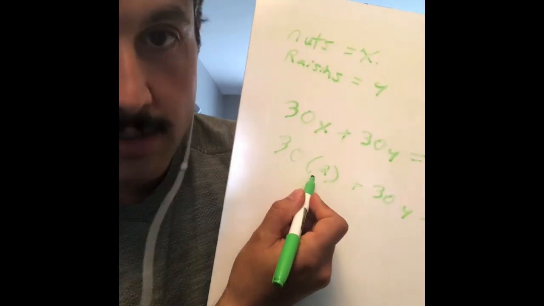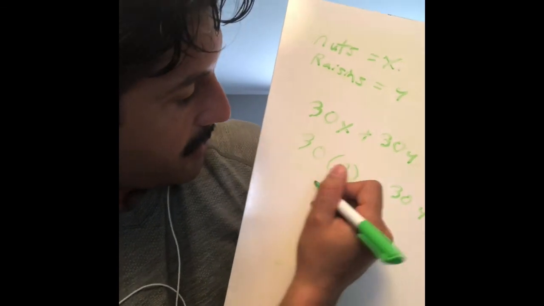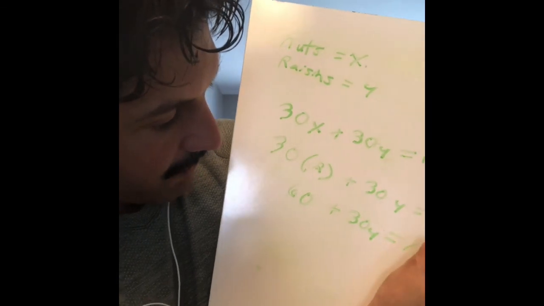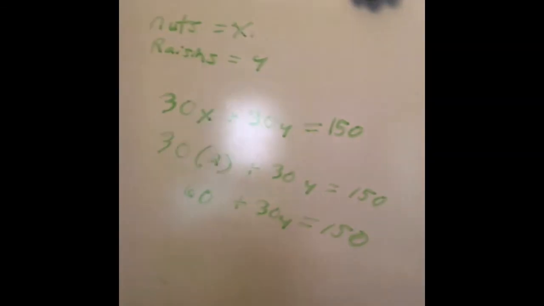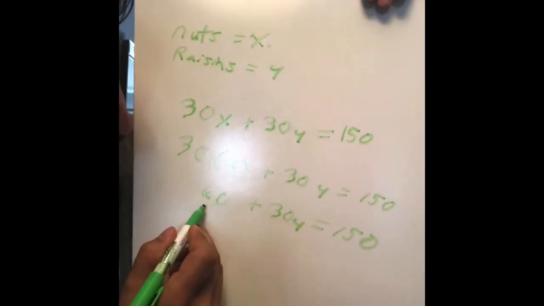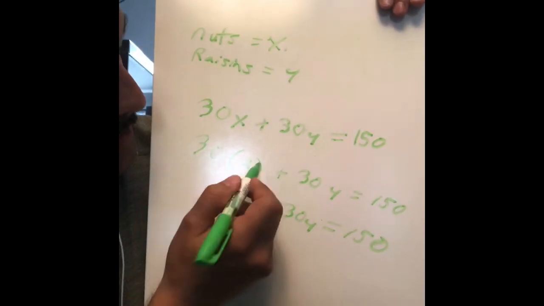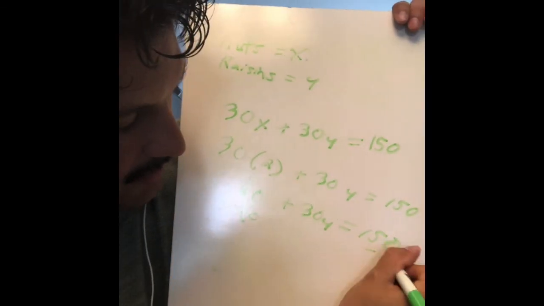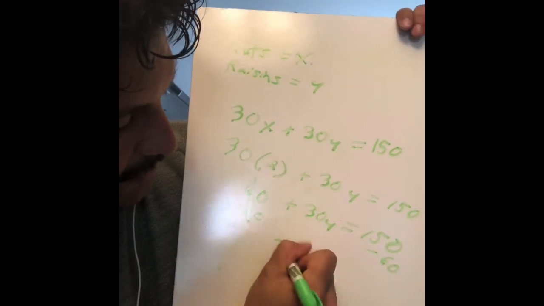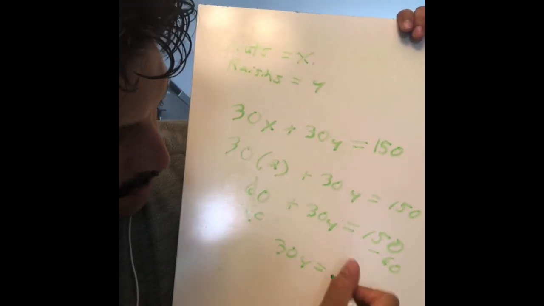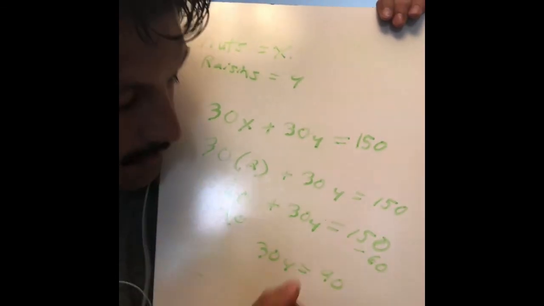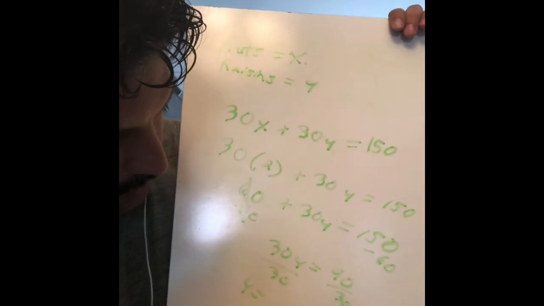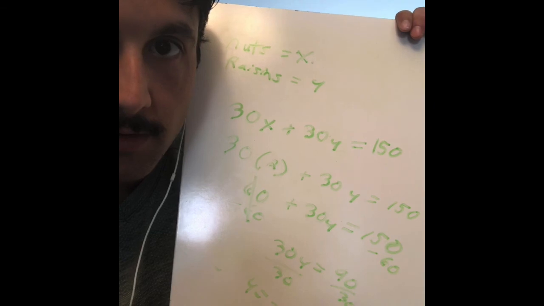That means 2 kilograms of the nuts. 2 times 30 is 60. Plus 30y equals 150. To get rid of the 60, subtract 60. Subtract 60. I'm left with 30y equals 90. Divide by 30. Divide by 30. Y equals 3.